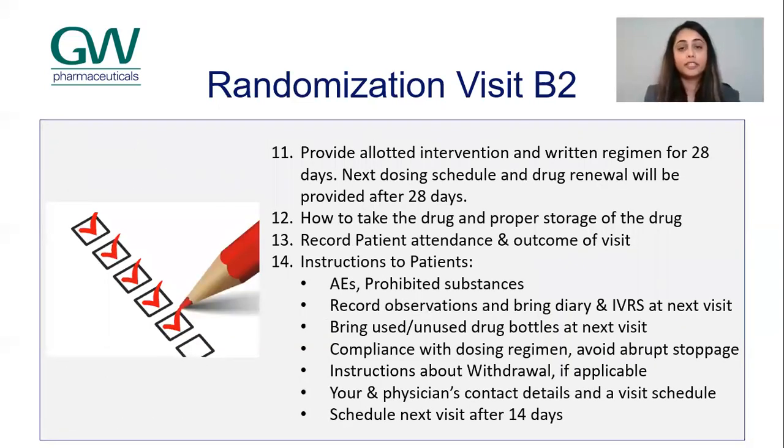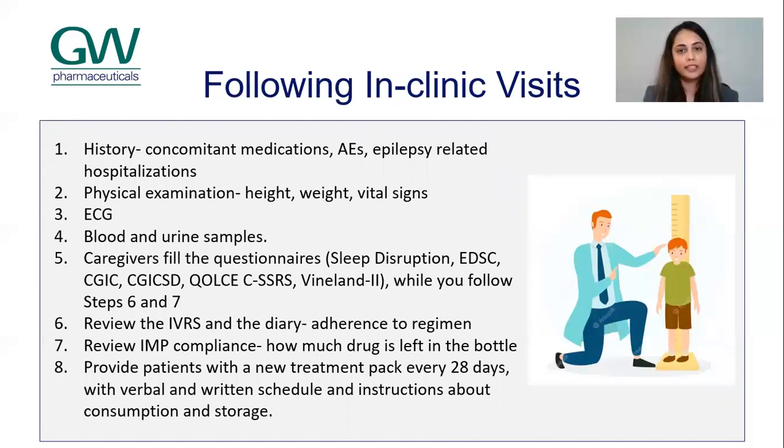You will record the patient attendance and outcome for the visit and provide them with general instructions like the previous visit. This time, you will also inform them about compliance with the regimen and ask them to bring the drug bottles at the next visit, which will be scheduled after 14 days. The following in-clinic visits, B3, B4, and B6, will be conducted in a similar manner.